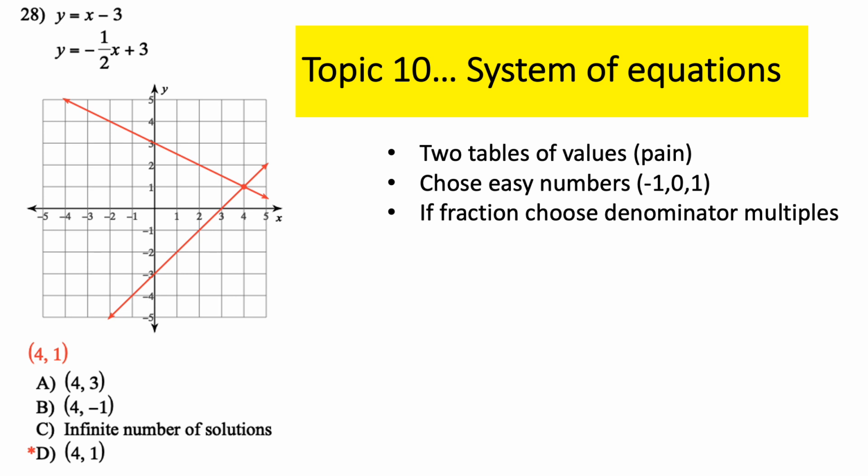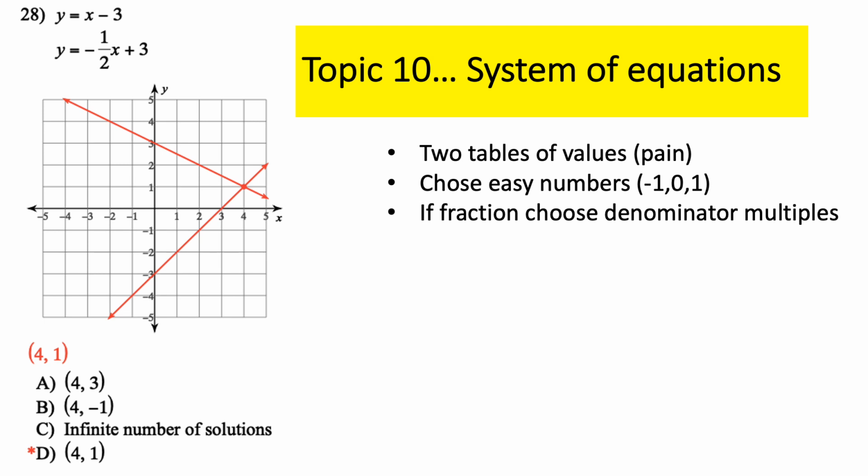Choose very easy numbers, right, to plug in for x values. I'm going to always recommend -1, 0, 1, unless there is a fraction involved. See that second equation there, y equals -1/2 x plus 3. If there's a fraction involved, look at the denominator. The denominator is 2, so we're going to choose multiples of 2. So in other words, -2, 0, and 2.